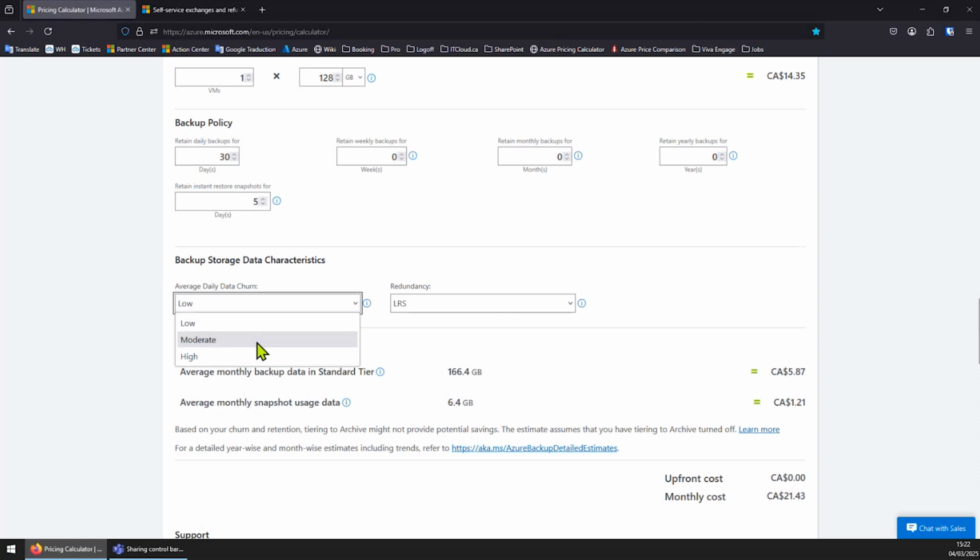Here, the daily churn, we never know. We play with moderate because we don't know what the churn of your customer will be regarding the data. So let's play with moderate.